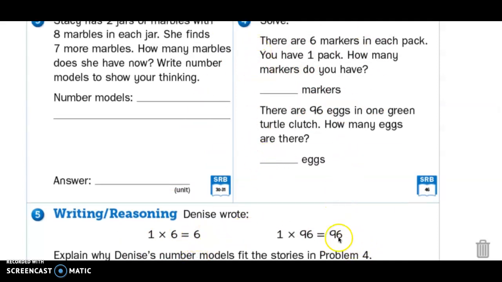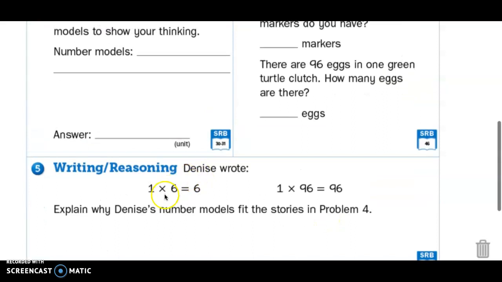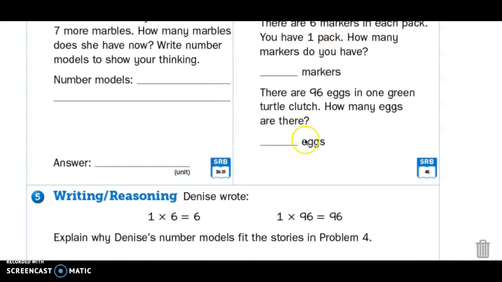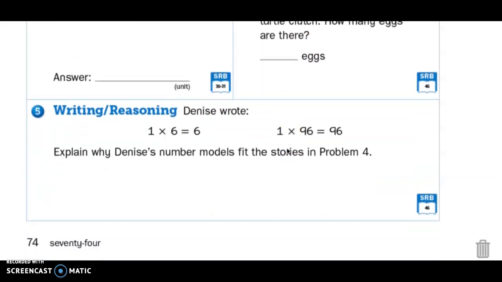That means these number stories match these problems. So here are the answers. That means double check your work if those are not your answers. Now explain why 1 times 6 makes sense for this first one and 1 times 96 makes sense for the second part. When you're done, send a picture to your teacher.